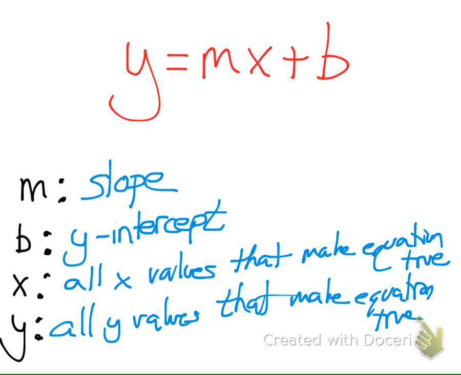Okay, so we're going to look at some examples of that. Any questions what the variables stand for? Again, you only need these two things in order to be able to graph it. You need a y-intercept, find out where it goes through the y-axis. You need a slope to figure out how much to go up, down, left, or right.